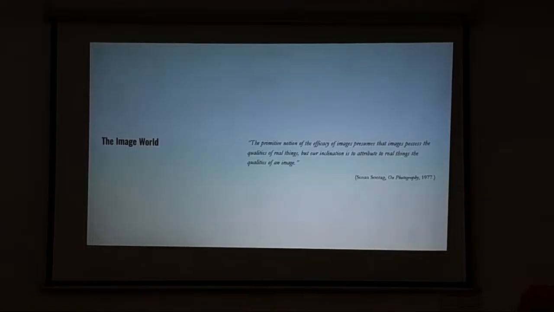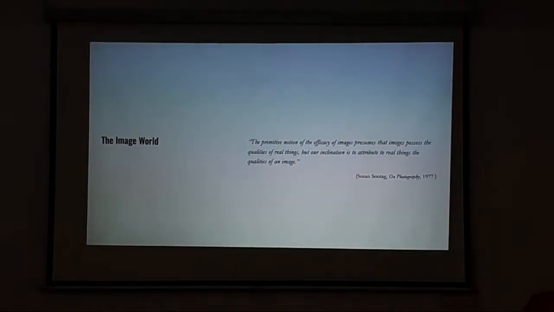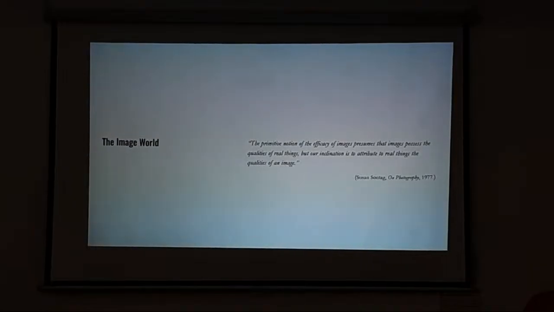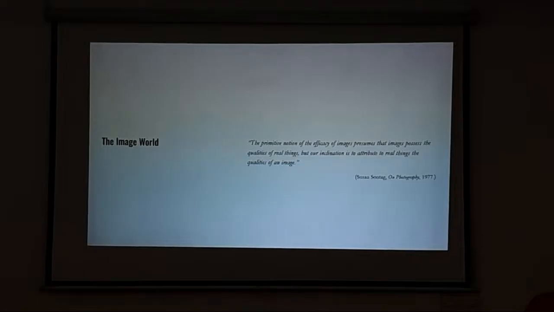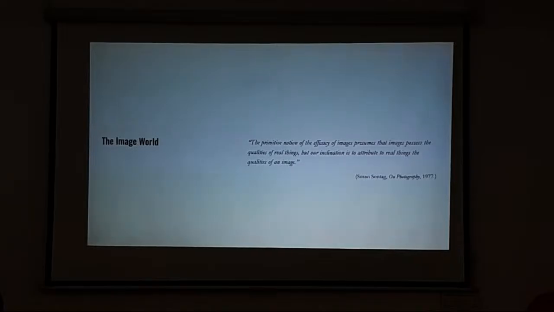Susan Sontag's work sets up a basis to understand what we now consider a given, that photographic images shape and even replace lived experiences in contemporary culture. She says the primitive notion of the efficacy of images presumes that images possess the qualities of real things, but our inclination is to attribute to real things the qualities of image. Drawing on this, we might term our world as the image world, a cultural space where photographs do not merely reflect reality but actively reframe it.